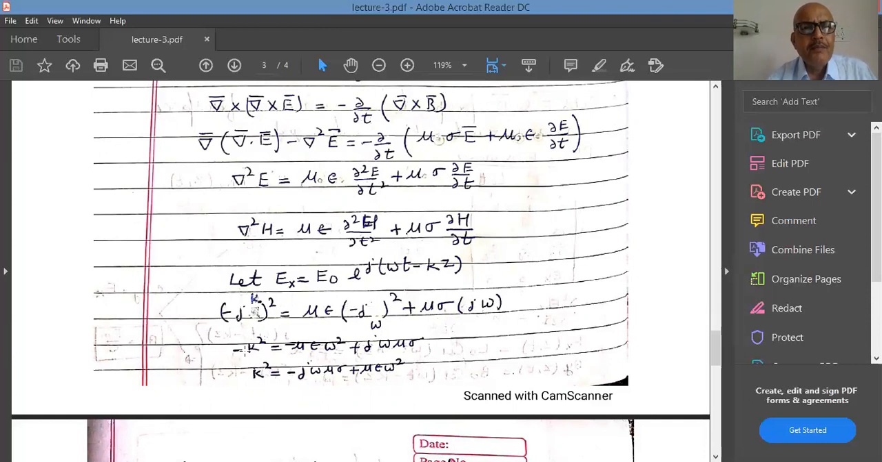So this now becomes minus k square because of this j. Because of this j again, this becomes minus mu epsilon omega squared, and this is j into omega into mu into sigma. Our k square is now equal to minus j omega mu sigma plus mu epsilon omega squared. What is the difference? The difference can be seen from this equation only. You can check if the value of the conductivity is 0, then k square is mu into epsilon into omega squared, which is similar to the non-conducting or free space case.